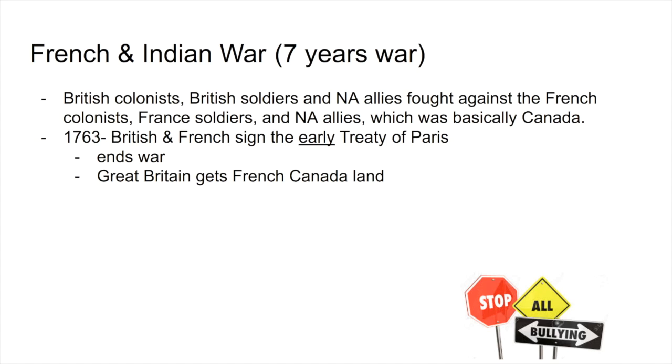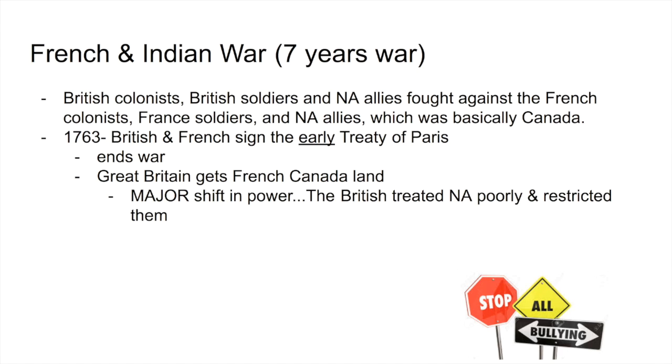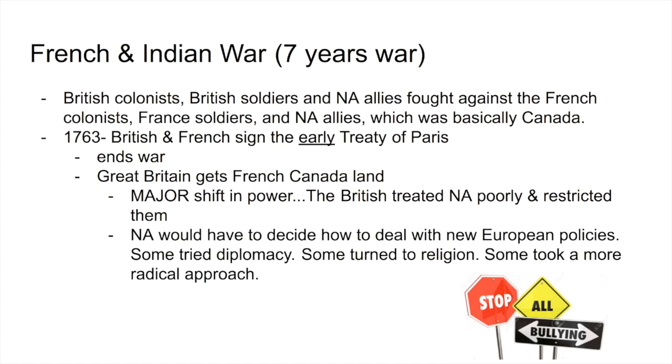Great Britain gets French Canada land, and there's basically just a major shift in power, and the British start to treat the Native Americans really poorly and restrict them, versus the French colonists, who wanted to mainly do fur trade with them, like beaver hats, and they were more like wanting to get money and build a relationship with them. And Britain was just trying to take over land.